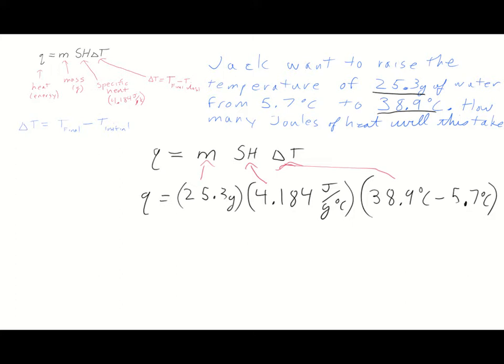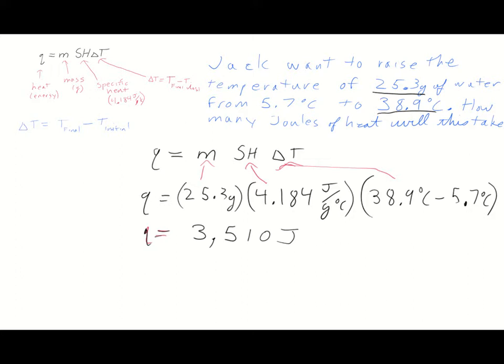25.3 times 4.184 times the quantity 38.9 minus 5.7, close parentheses, and that gives me 3,500 joules. Well, actually, it's going to be one more sig fig there, isn't it?